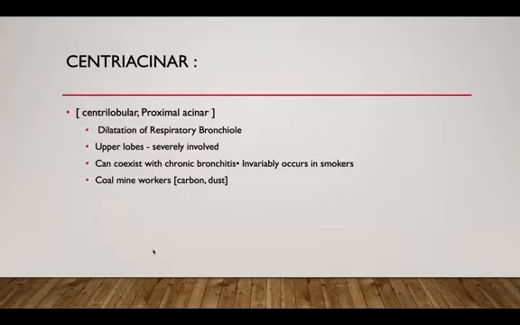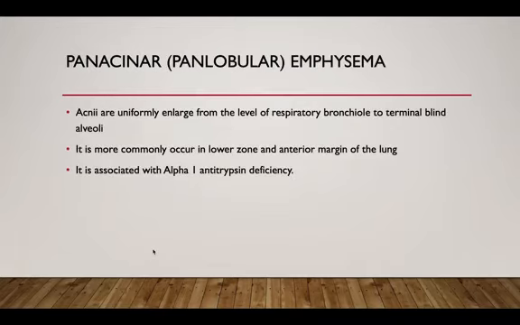So, what is centriacinar emphysema? It is centrilobular and proximal acinar. There is dilatation of the respiratory bronchioles, most common in the upper lobes. It can coexist with chronic bronchitis, and is most common in smokers, chronic and heavy smokers, and can occur in coal mine workers, for example, workers in carbon and dust factories.